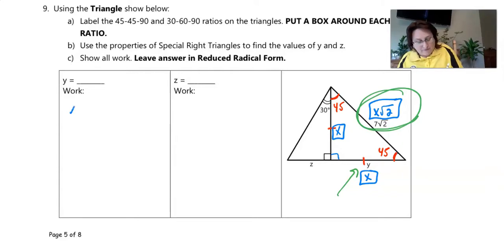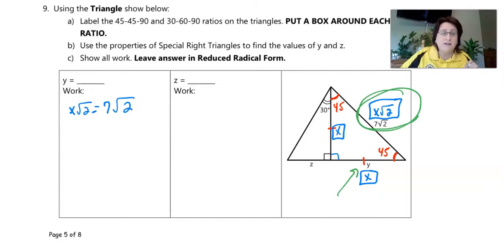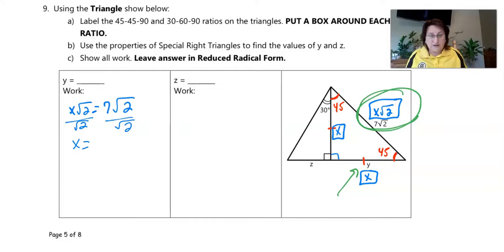We have that x square root 2 equals 7 square root 2. Those two side lengths are equal. So now we're going to solve for x in our ratio. I'm going to divide by the square root of 2, divide by the square root of 2. X equals, what do you guys think x is going to equal? Hopefully you said, hey, Miss Smith, those cancel out, so x is going to equal 7.